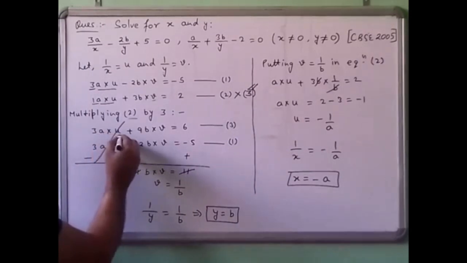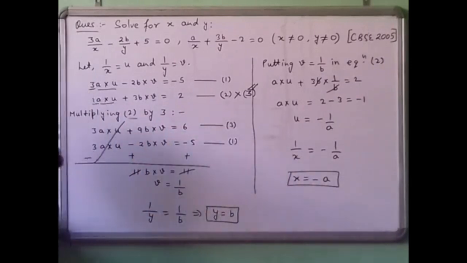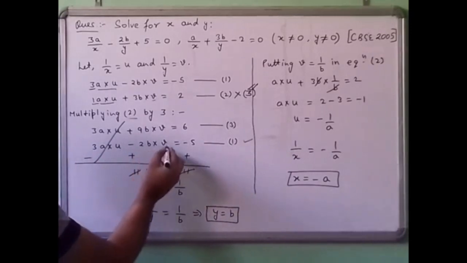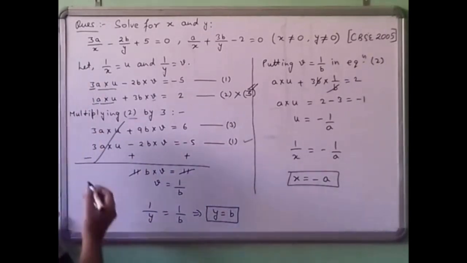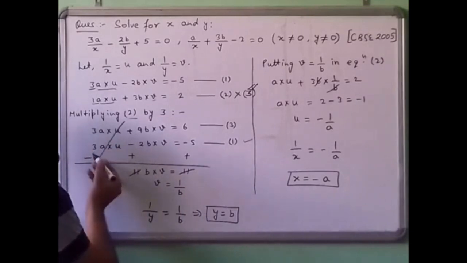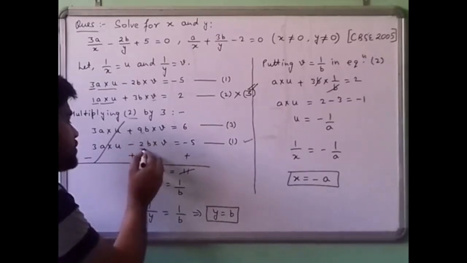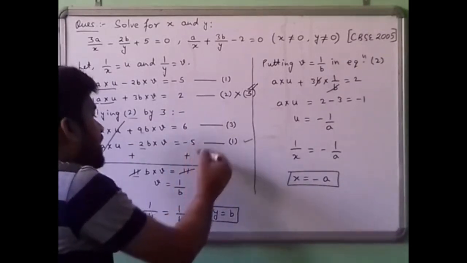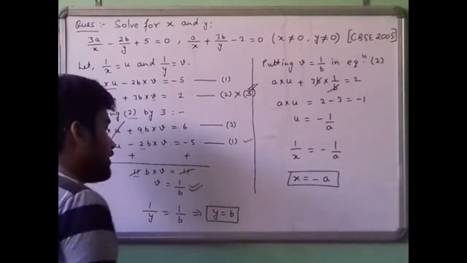3 times 1 is 3, so 3au plus 3 times 3 is 9bv, 3 times 2 is 6, equation number 3. And equation number 1 is 3a into u minus 2b multiplied by v equal to minus 5. Now subtracting both equations, this is minus sign, this is plus sign, and this is plus sign. Plus 3au cancels out with minus 3au, and 9 plus 2 is equal to 11bv, and 6 plus 5 is equal to 11. 11v is 11, and the value of v is 1 upon b.